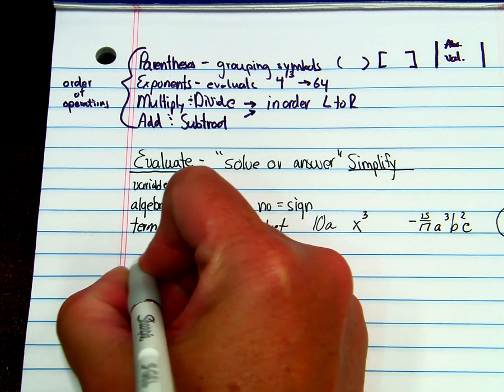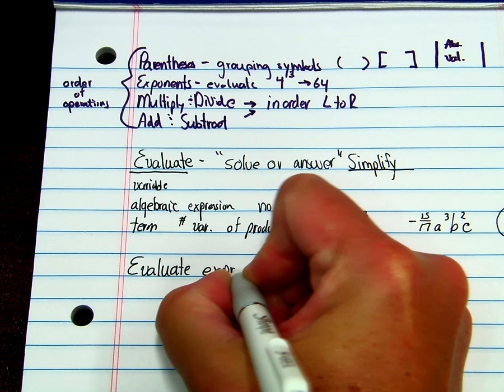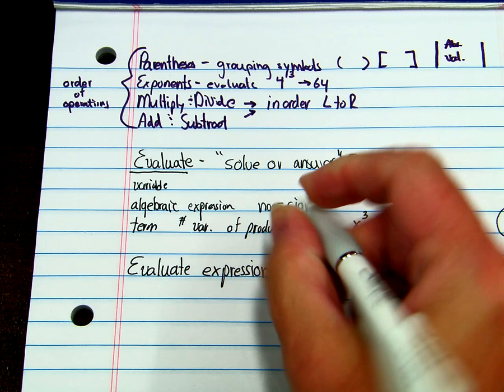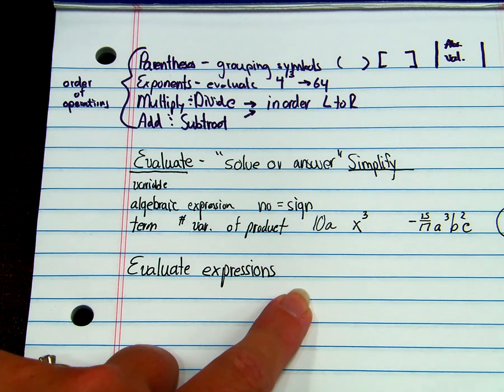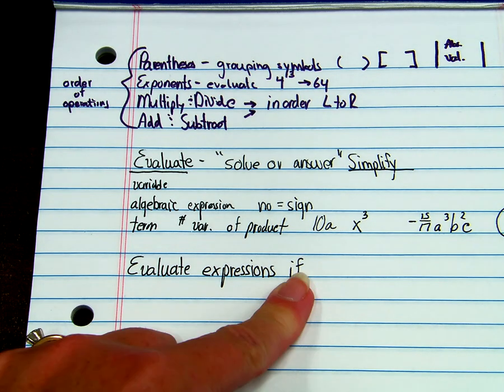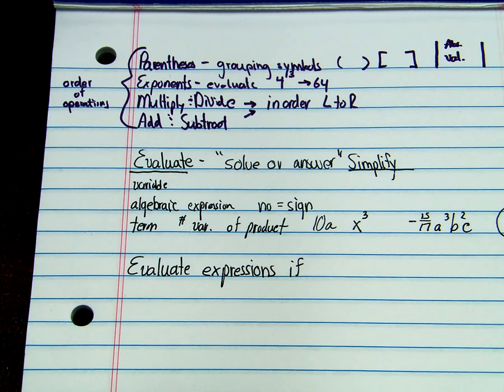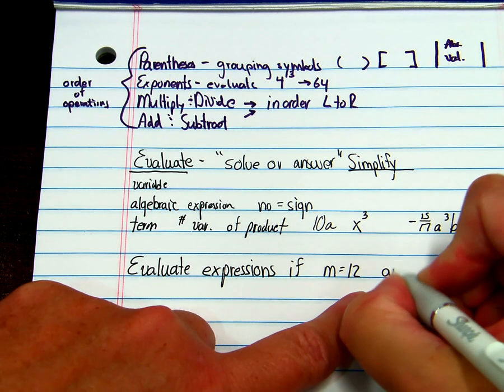Now, let's jump in. We're going to use order of operations and we're going to evaluate some expressions here. And I'm not going to start out easy. We're just going to jump on in. We're not even going to start off with me giving you all the numbers. We're going to jump right in and say evaluate the expression if. What do you know is about to come next in a math problem when it says if? What are you about to do? You're about to do some plugging in, aren't you? Also known as substitution, right? Also known as substitution. Evaluate the expressions if m equals 12 and q equals negative 1.